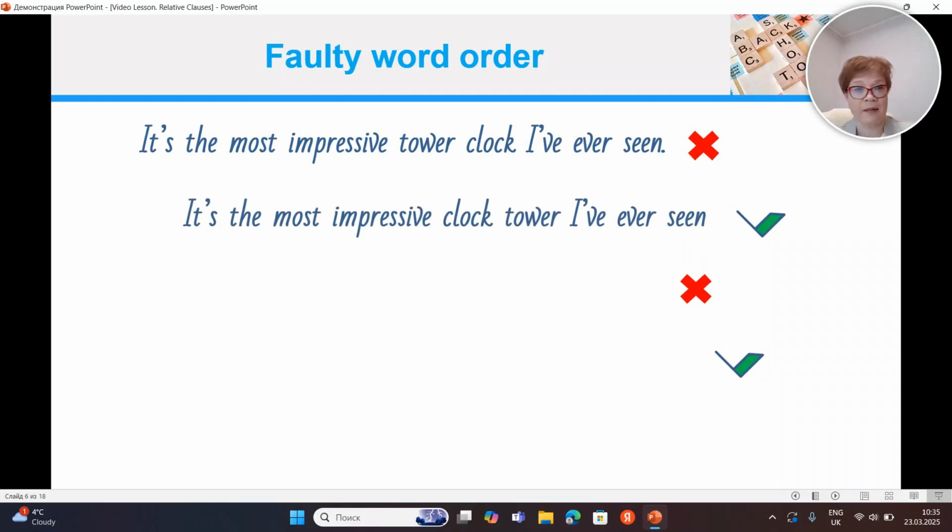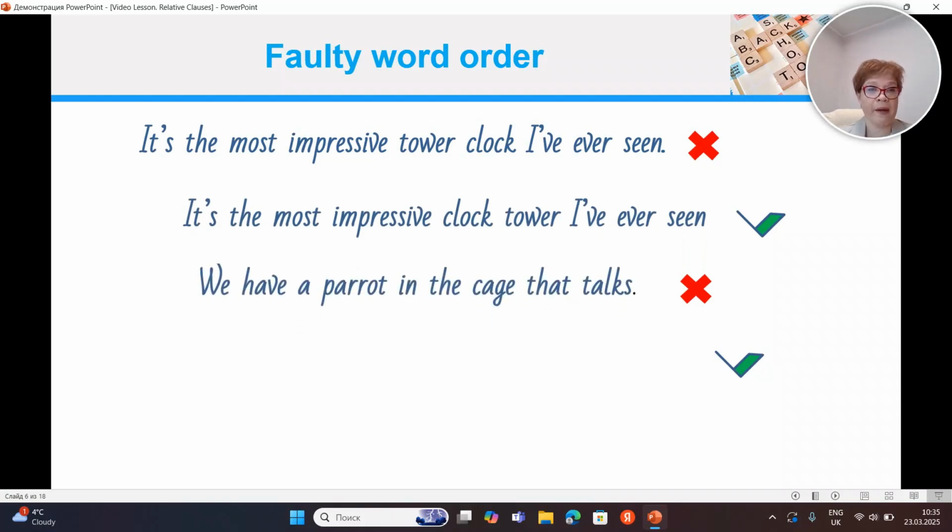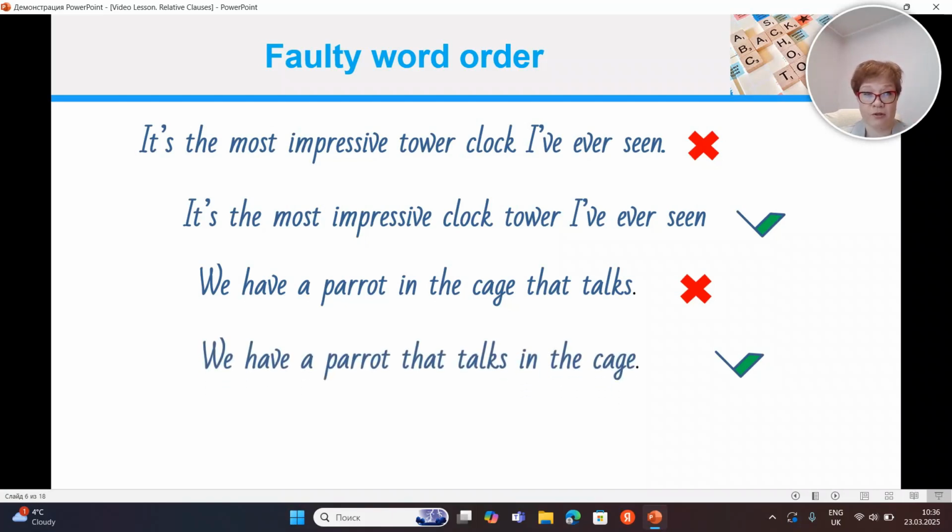Look at example 2. We have a parrot in the cage that talks. The first sentence makes it sound like the cage is talking. Moving that talks next to parrot makes the meaning clear. So the correct sentence is, we have a parrot that talks in the cage. So the pro tip here is, keep words that belong together close together. Follow natural English word order. If your sentence sounds weird, try rearranging it.